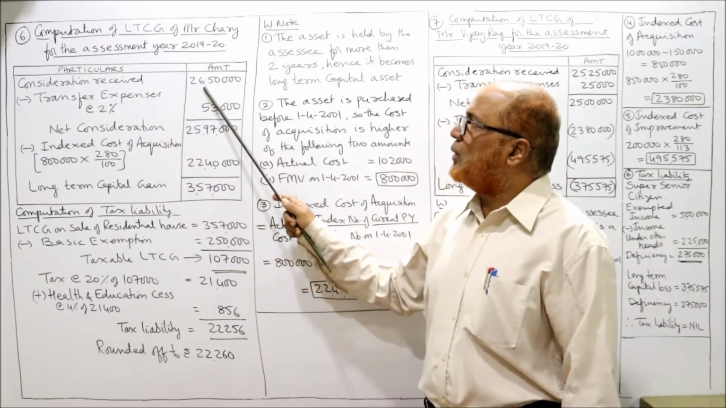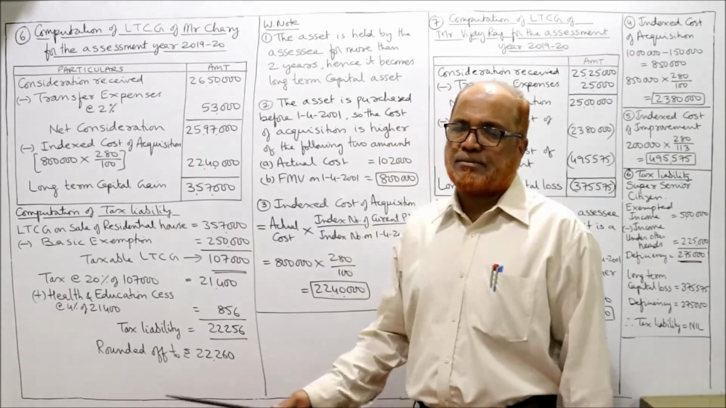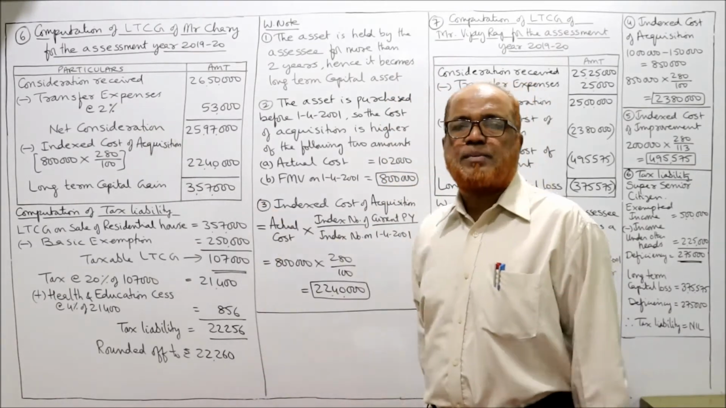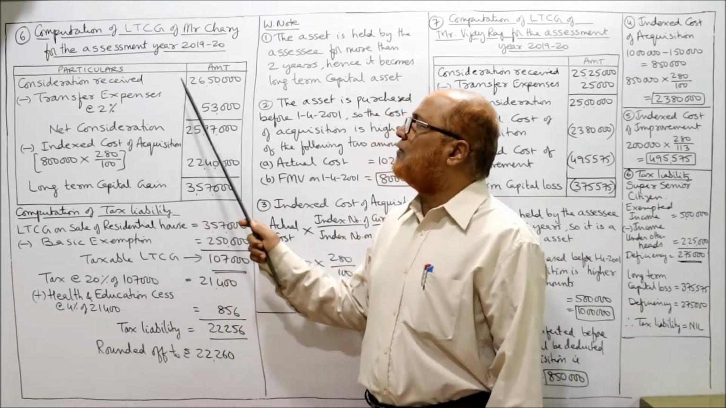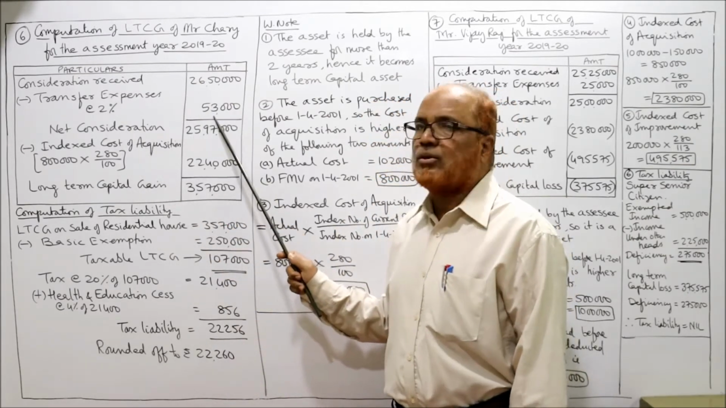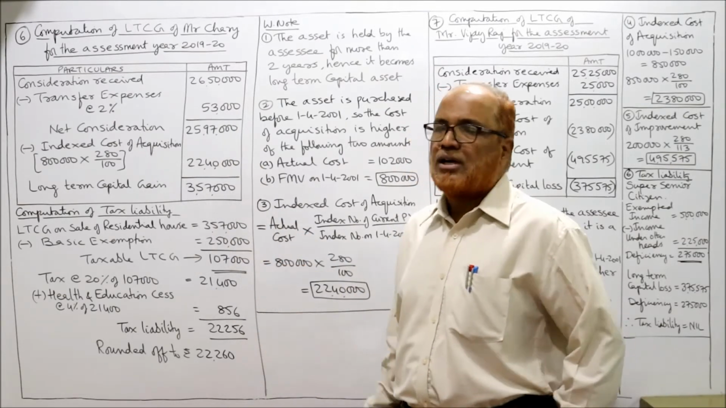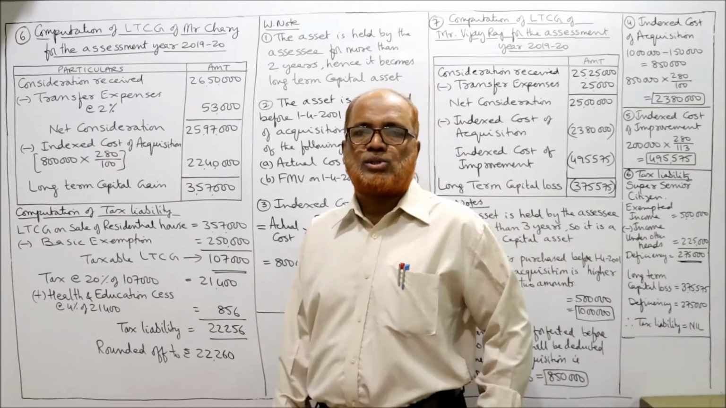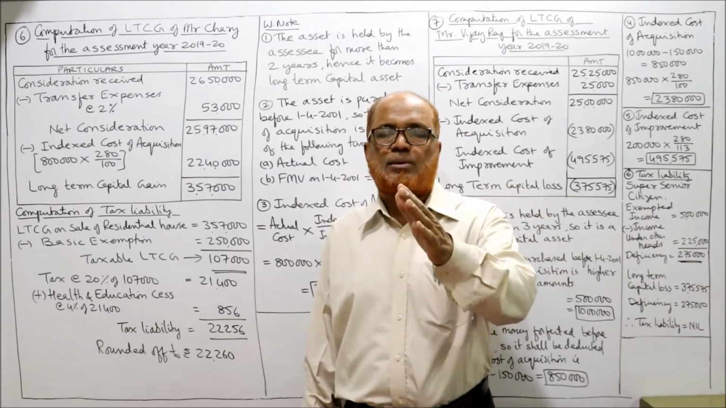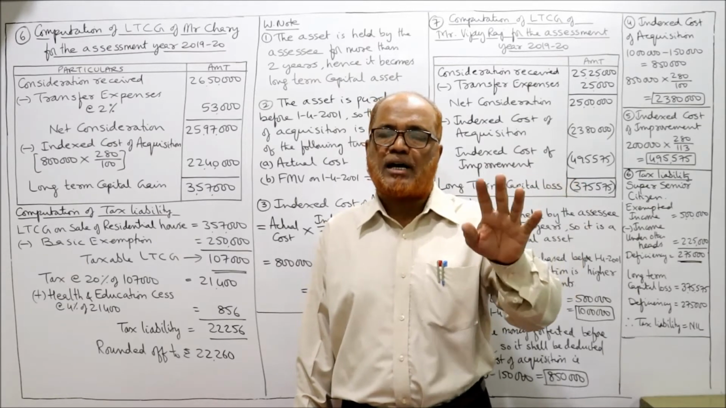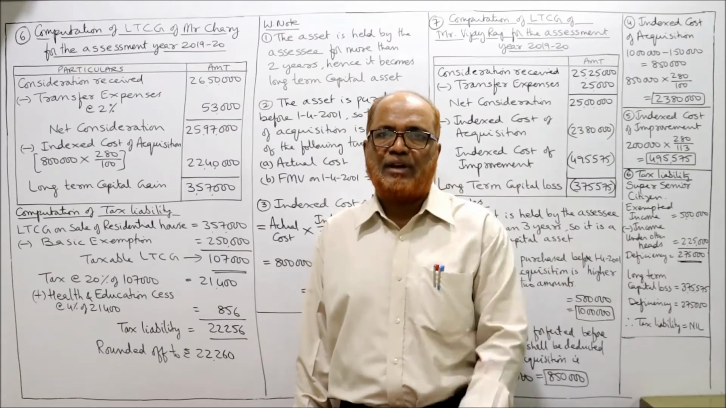Consideration received 26,50,000. At this price, the assessee sold the asset. Less transfer expenses or selling expenses. It is given 2%. So 2% of 26,50,000 is 53,000. Subtract, you will get net consideration, 25,97,000. Less indexed cost of acquisition. Cost of acquisition: just now I told you the assessee purchased the asset before 1/4/2001, so he can choose the higher of the following two, actual cost or FMV. So he has chosen FMV 8 lakh.